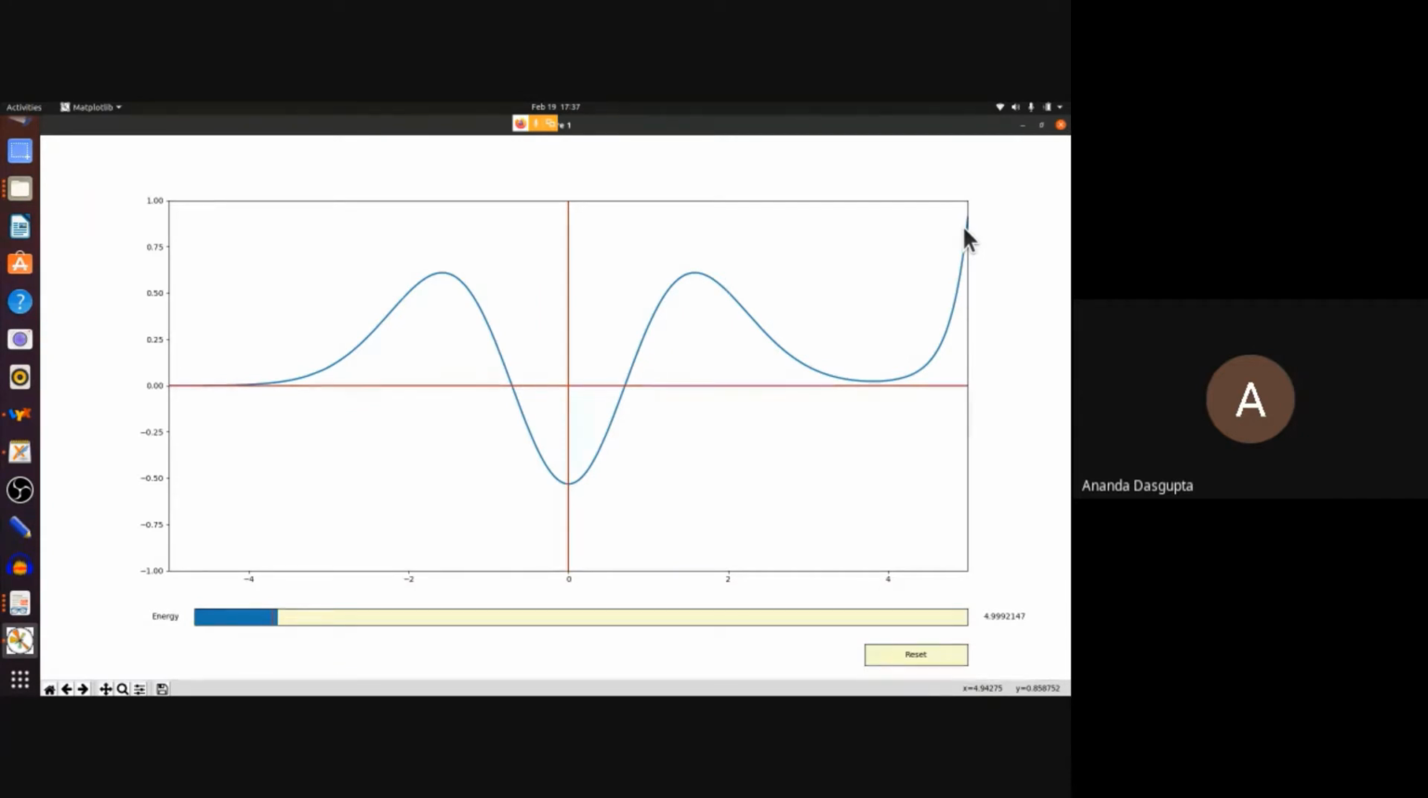In fact, both solutions diverge when lambda is not exactly equal to 5, and here you are getting a divergence.